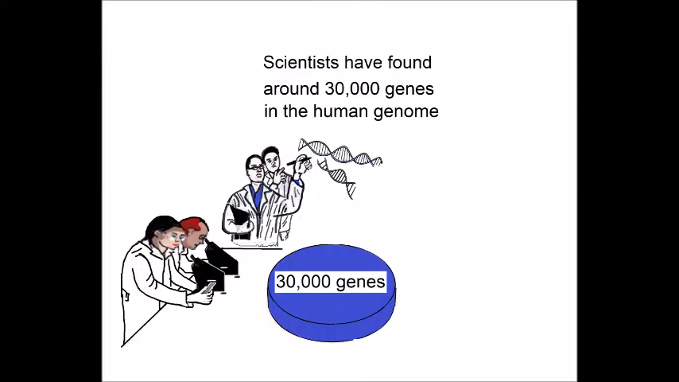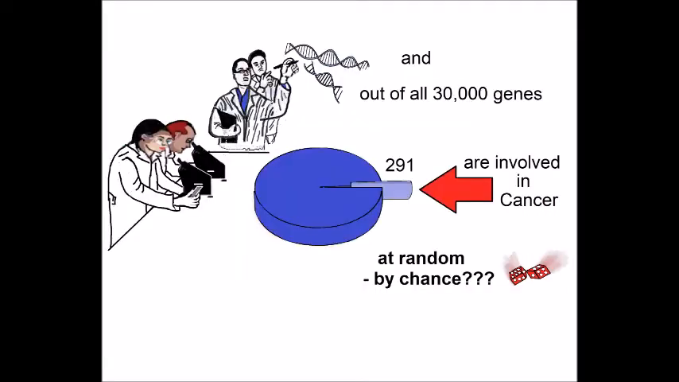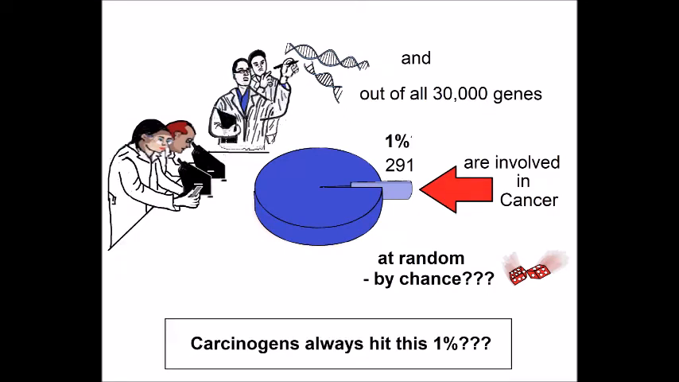Scientists have found around 30,000 genes in the human genome, and out of all 30,000 genes, 291 are involved in cancer. At random? By chance? Carcinogens always hit this 1%?